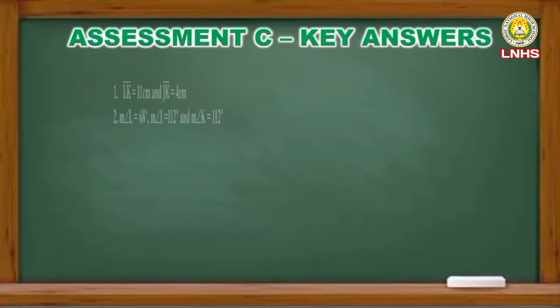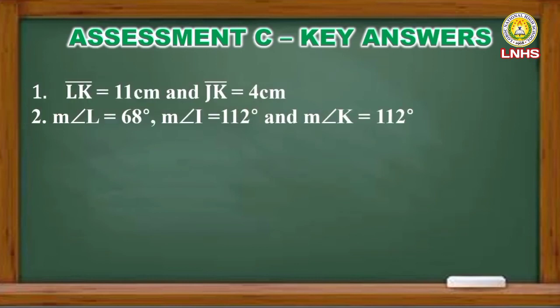Assessment letter C, answer key. Number 1, side LK is equal to 11 centimeters and side JK is equal to 4 centimeters. Number 2, measure of angle L is equal to 68 degrees, measure of angle I is equal to 112 degrees, and measure of angle K is equal to 112 degrees.